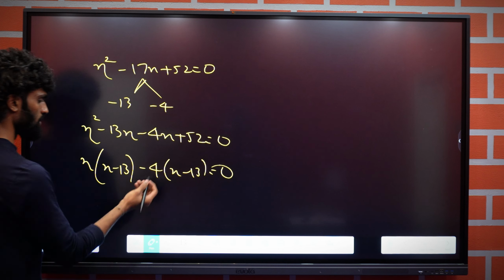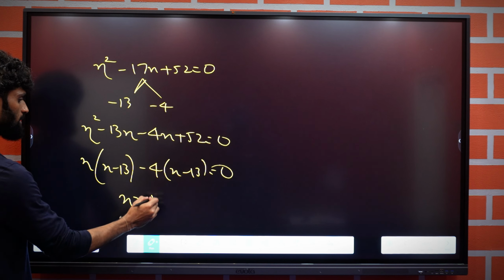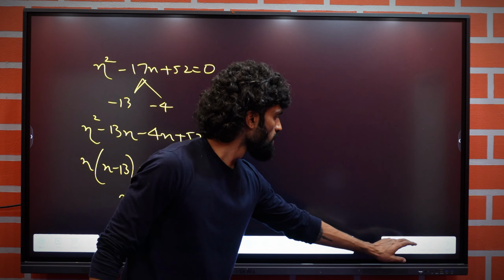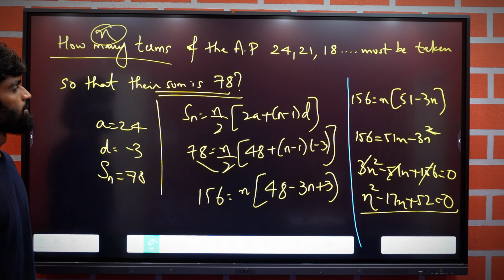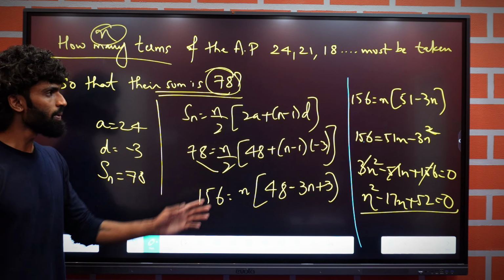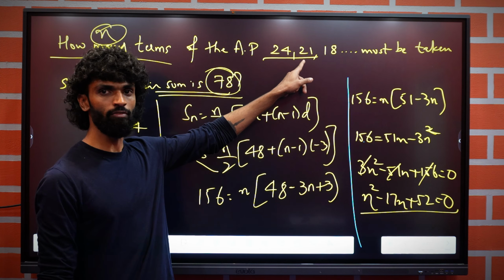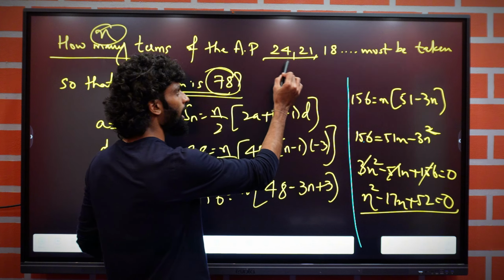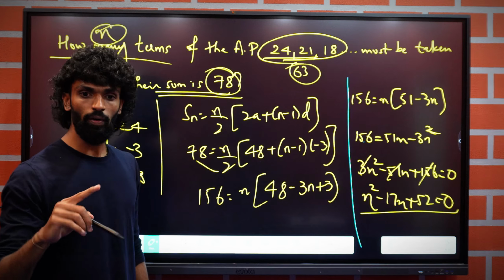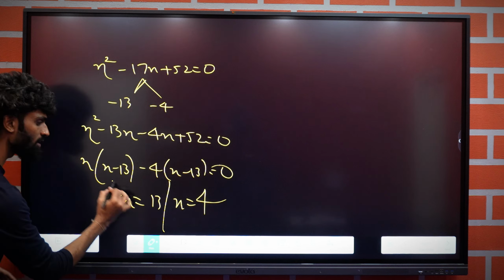Now obviously, you guys do the math. n equals 13 or n equals 4. Getting it? So there are two answers. Which one to choose? The sum has to be 78. It means the addition has to be 78. 24 plus 21 gives you 45. 45, 63. See, after adding 3 numbers only, I'm getting 63 as my answer. So all I require is one extra term to get 78. Obviously, no. So even though my 2 answers are correct, I will ignore the 13 terms.